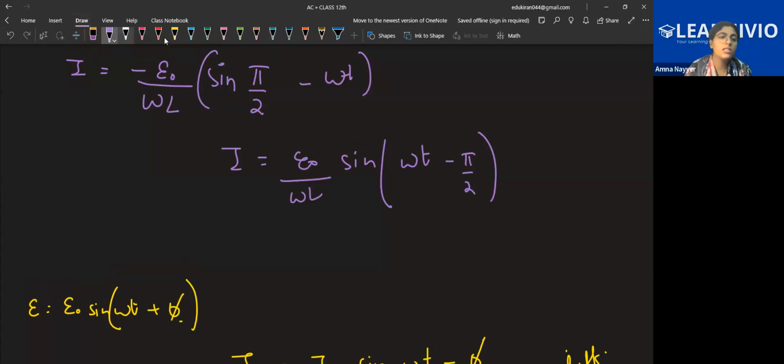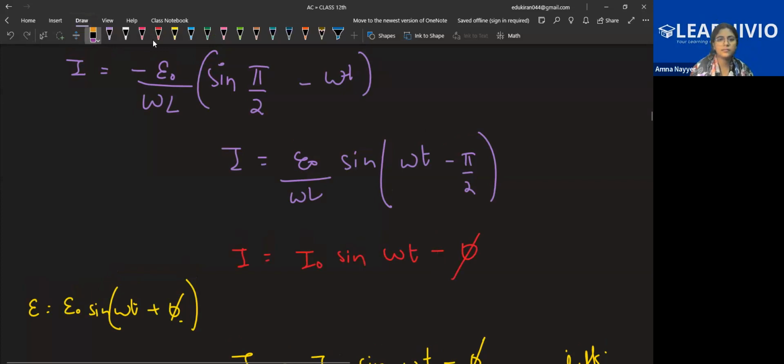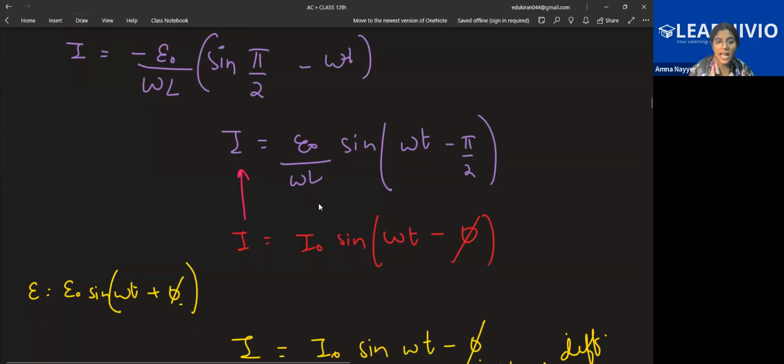Now, what was the identity which I told you initially? I is equal to I naught sine omega t plus phi. In this case it is minus phi. So minus phi. Just compare. Current is this. I naught is E naught by omega L. Sine omega t is the same, and this is the phase difference.